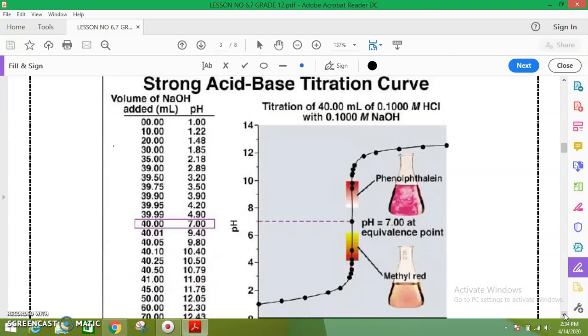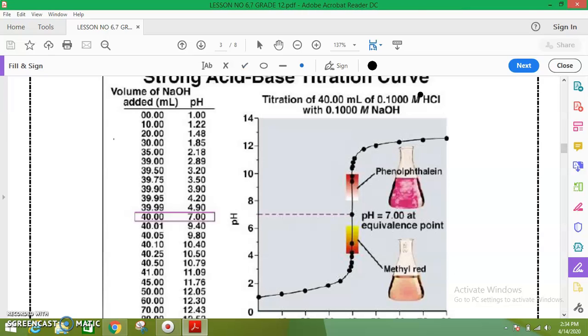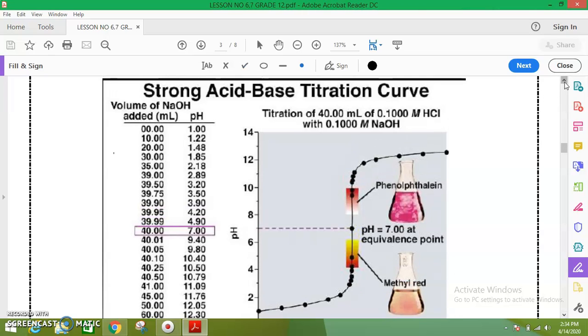Now, this is an example strong acid and strong base titration curve in the laboratory, how you will perform the experiment. Here you are going to add volume of NaOH and then you are going to find the pH. Look at 7, the volume is 40 and at 7 you will get the equivalence point. Here you can see the color is pink and here methyl orange color is yellow or light brown.